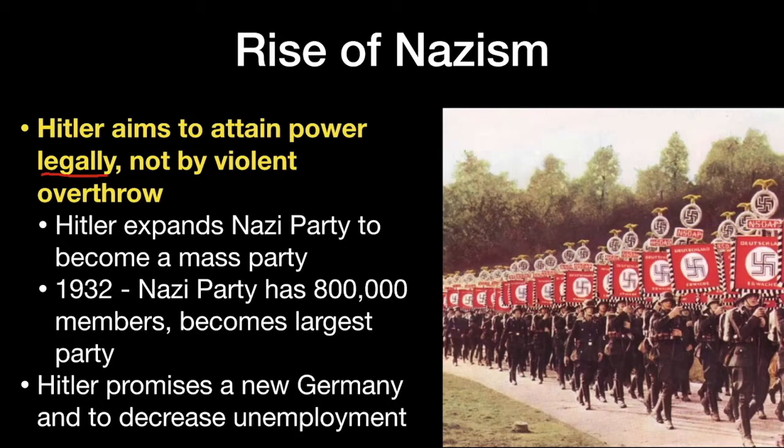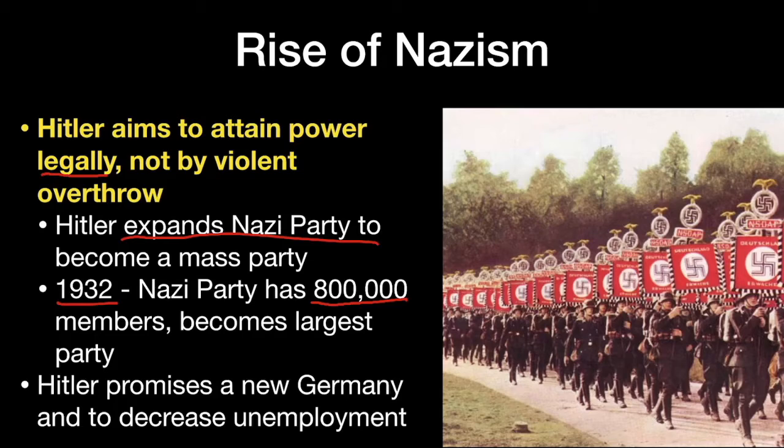So Hitler decides that he is going to do this legally. The first thing he needs to do is expand the Nazi Party. He needs to get the message out to more and more people that can relate to his struggle. As he does this, he works from the grassroots, right? He's getting people to go door to door to hand out flyers and propaganda of sorts, talking about how good he would be as the leader. By the time we hit 1932, the Nazi Party has reached 800,000 members. And at this point in German history, this is the largest party. So he's got that household name.